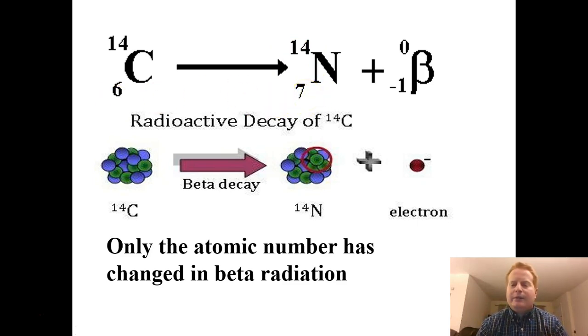So it's kind of weird that way. We released an electron, and yet our numbers went up on the bottom because now we have one more proton. It used to be a blue neutron, now it's a green proton.